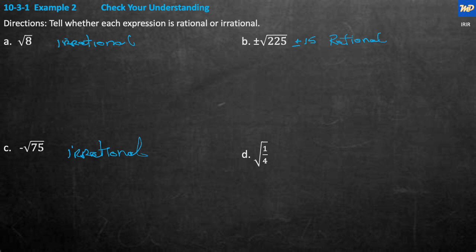Okay? And how about the square root of 1/4? The square root of 1/4 is equal to what? Anybody know? I'm sure you do. 1/2. And 1/2 times 1/2 is 1/4. And this is therefore rational.